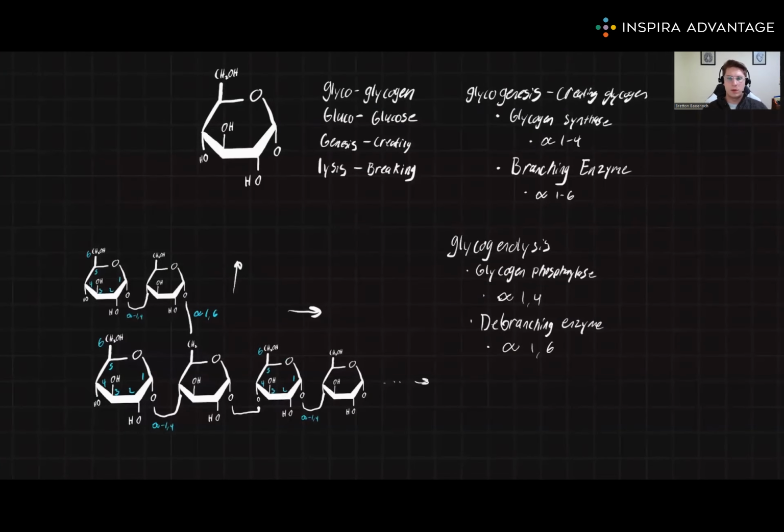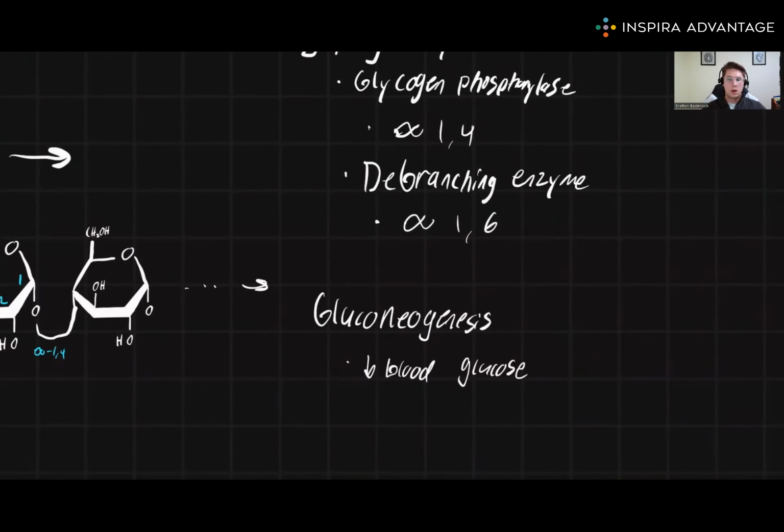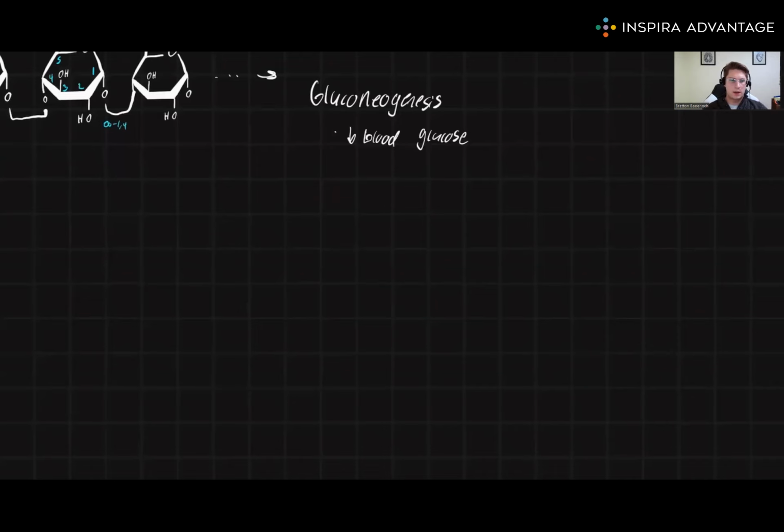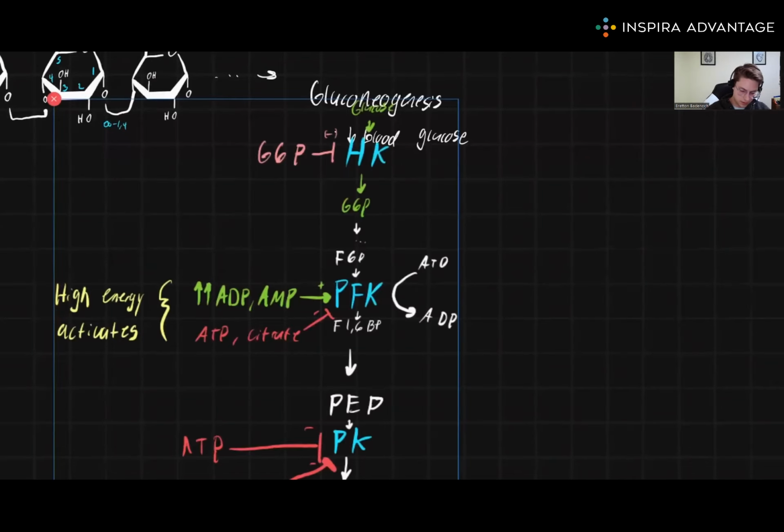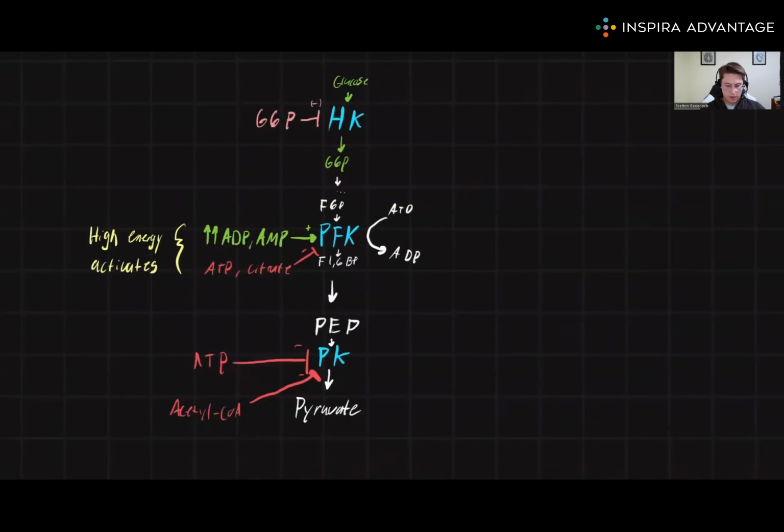The final pathway we want to talk about today is gluconeogenesis, or the building of new glucose molecules. This will happen when glucose levels in the blood are low. Gluconeogenesis is essentially the opposite of glycolysis. It uses all of the same enzymes except for the 3 irreversible steps, which are bypassed by different enzymes. If we take a look at the 3 irreversible enzymes that we talked about in the previous video, we see that they're in blue here: hexokinase, phosphofructokinase, and pyruvate kinase.